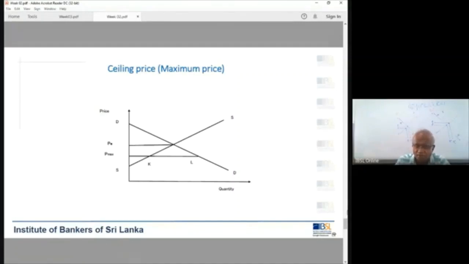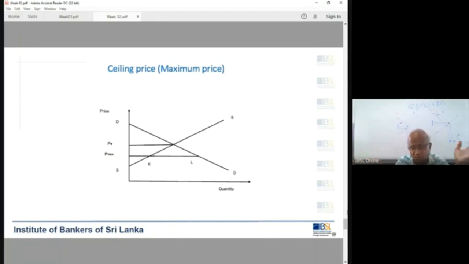Good. Now what will happen? Ceiling price is imposed below the equilibrium price. Now what will happen? Market price is lower than the equilibrium price. Who is happy? Consumers are happy. They demand more, indicated by L. Suppliers are sad. Earlier, they could have sold their item at PE. Now government says, no, you can't charge PE. You have to sell at the lower price, P max.